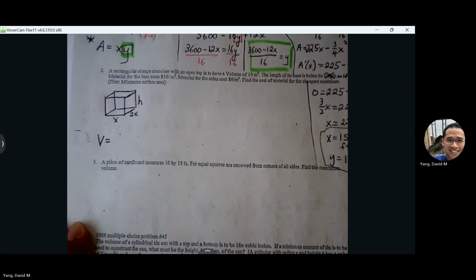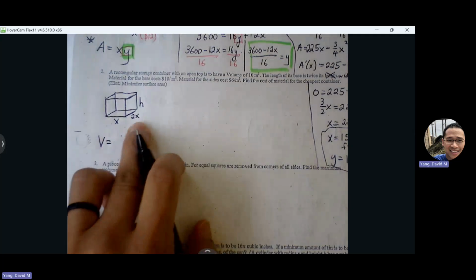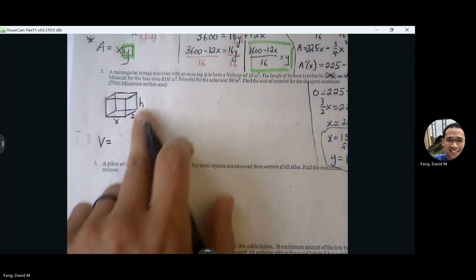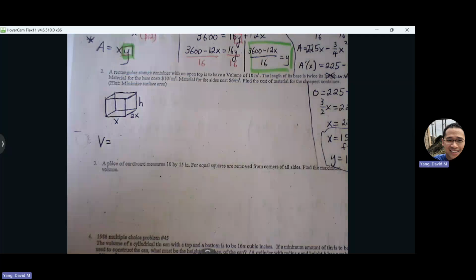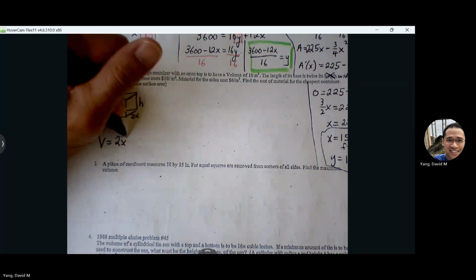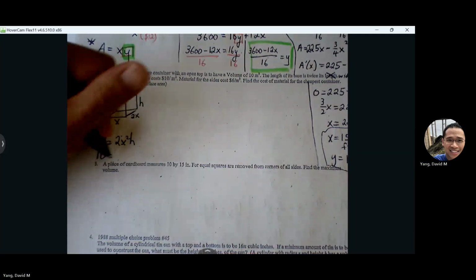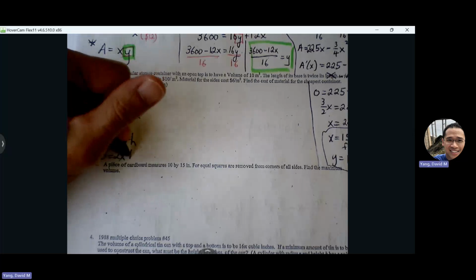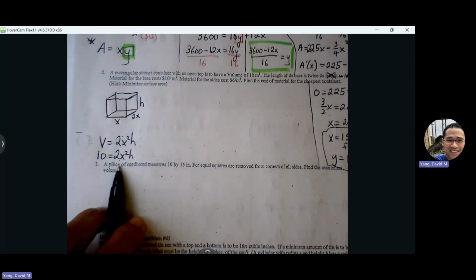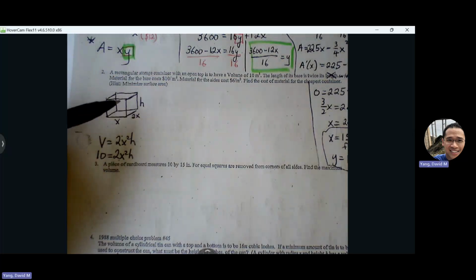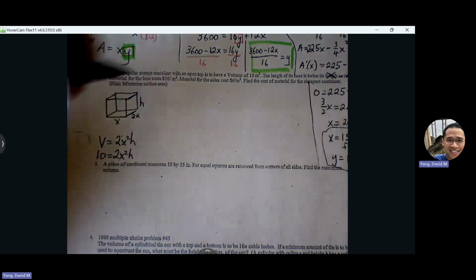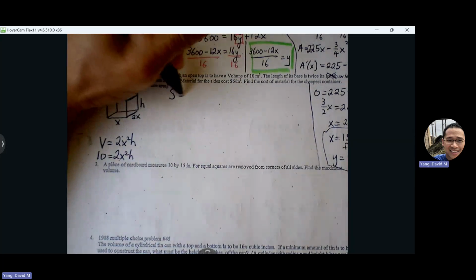Volume. What's the volume going to be? Good. So length times width times height, I get 2x squared times h. We do have information about the volume, so we can go ahead and replace V with 10. We'll come back to this, but this is not what we're trying to optimize. We're trying to optimize the cost, which is related to the surface area. So let's build the surface area first.